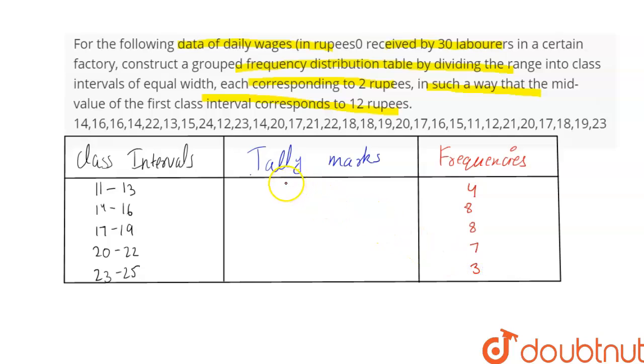So we'll draw tally marks for the following. For 4 it will be 1, 2, 3, 4. For 8 it will be 1, 2, 3, 4, 5, 6, 7, 8, and again 1, 2, 3, 4, 5, 6, 7, 8. Then 1, 2, 3, 4, 5, 6, 7, and 1, 2, 3.